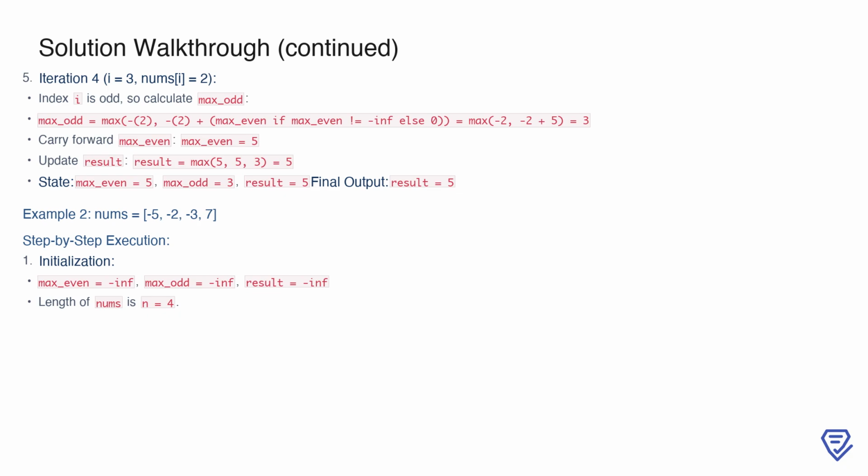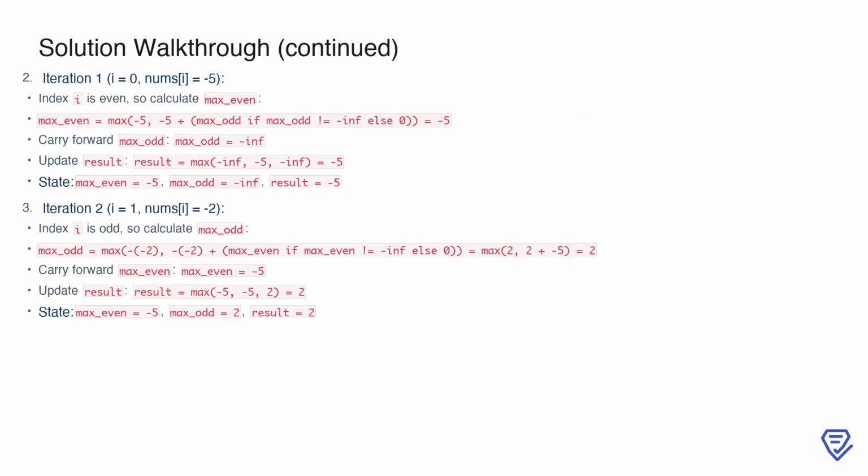The value of max_even remains unchanged at 5. We then update the result to the maximum of result, max_even, and max_odd, which keeps result at 5. At the end of this example, the final output is result equals 5.